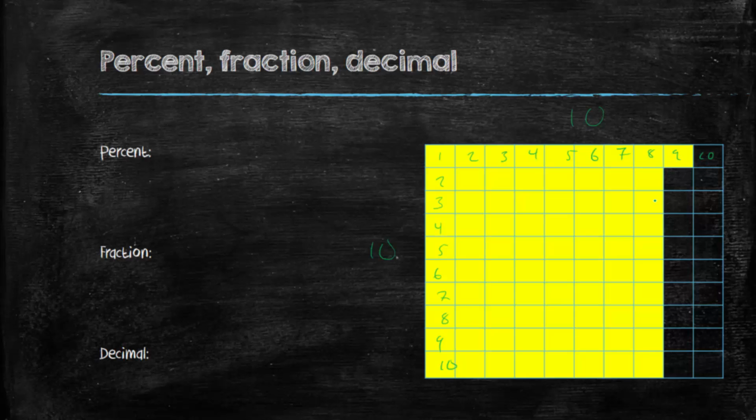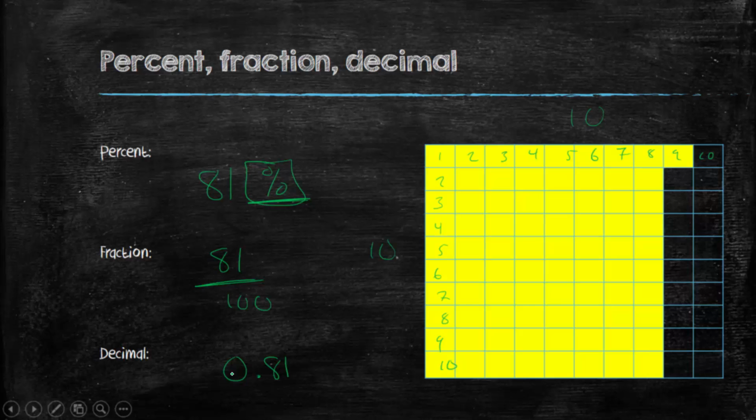So how would we write that as a percent? Okay, so as a percent, we would write 81, and this is the percent sign. So we would write 81%. As a fraction, we would write 81 over 100, and as a decimal we write 0.81.